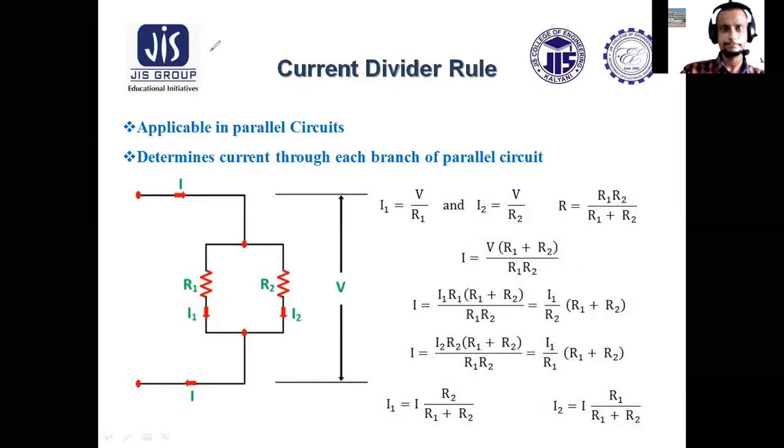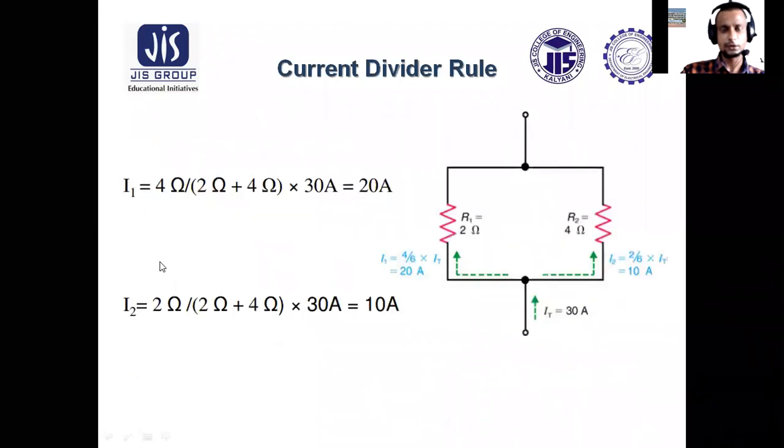Okay. So now let us discuss the voltage divider rule. Before discussing the voltage divider rule, let us validate the current divider rule with a simple parallel circuit. It is mentioned in this question that the total current is 30 ampere. Now if this is a 2 ohm resistance and this is a 4 ohm resistance, what will be the current through these two branches? Say this is I1.